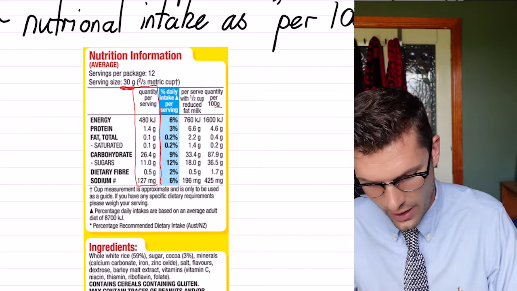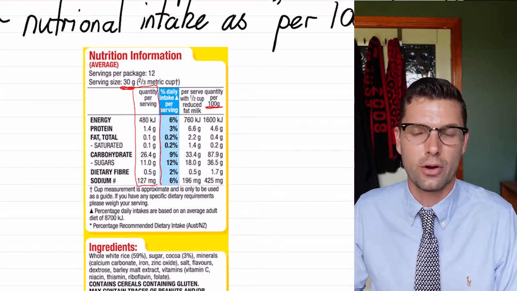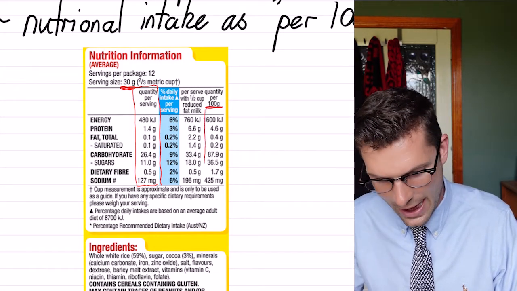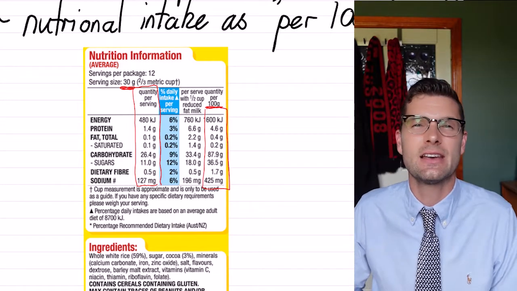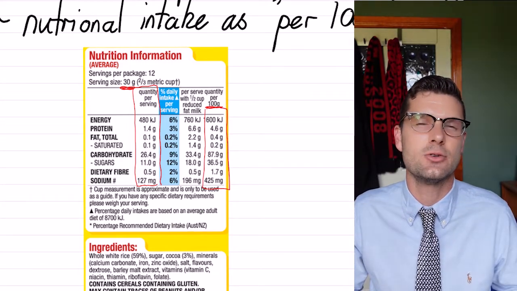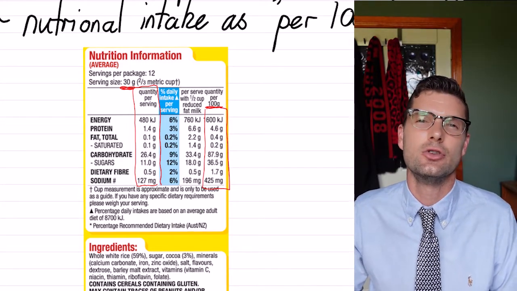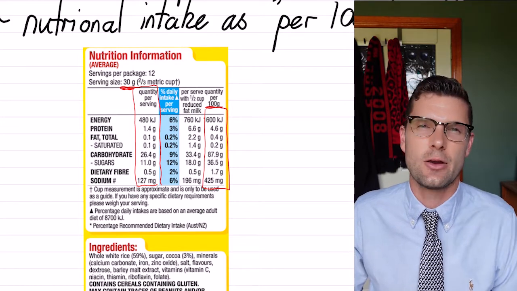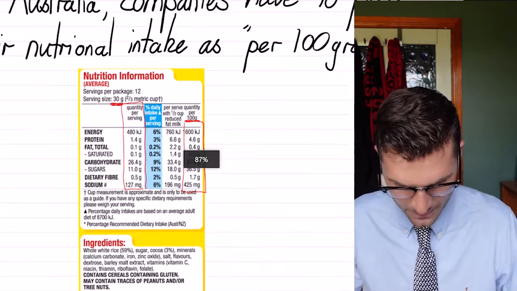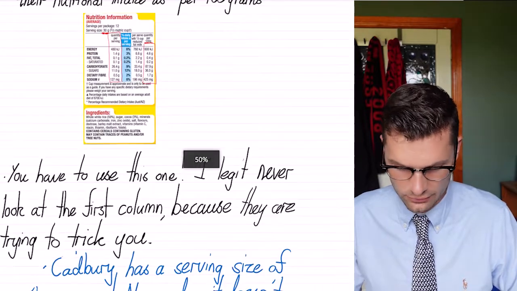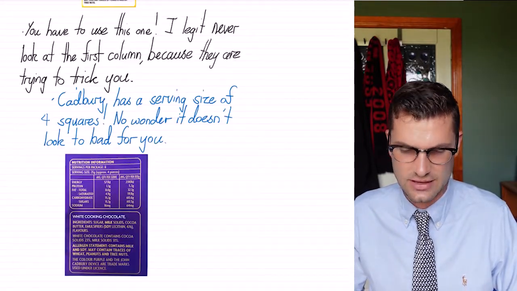Okay, this per 100 grams is really important because it tells you how much is in 100 grams, and because every company has to do it, it makes it really easy to look at two things quickly and decide which one's healthier. Okay, so I legitimately never look at that first column because they are trying to trick you.